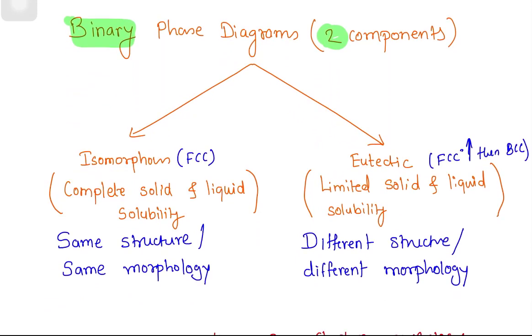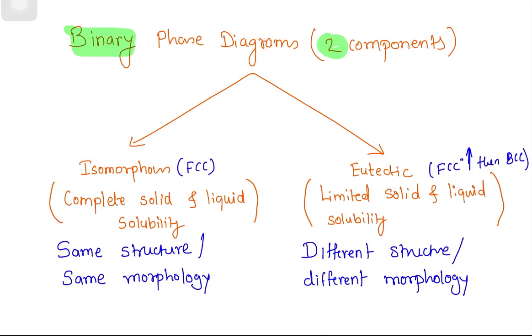So here we will see the binary phase diagram. Binary means it has two components. In this we will see two types of phase diagram. One is called the isomorphous phase diagram and one is called the eutectic phase diagram. The meaning of isomorphous is that there is a complete solid and liquid solubility and it will have the same structure and same morphology throughout the concentration, from 100% to 0% of one element and from 0% to 100% of another element. So if I have FCC structure for the parent material, after solid solutions or after alloying, it will retain the structure, that we call isomorphous.